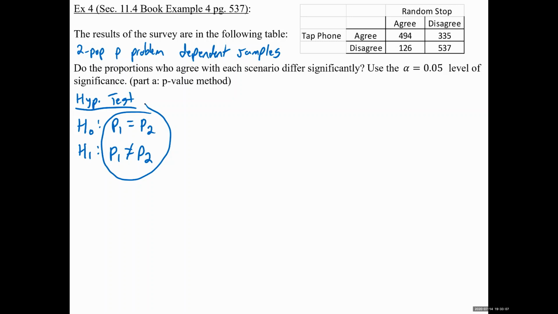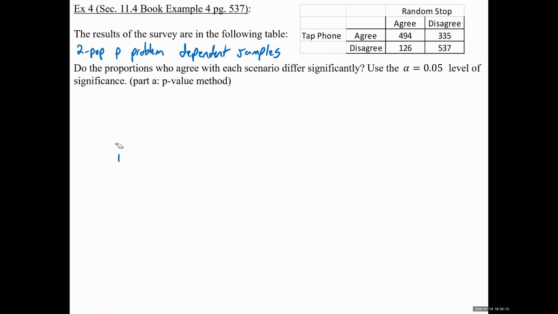Actually, I got to back up. I forgot to write some stuff down. Sorry, guys. I got a little too excited to do this problem. So we did it right, but remember that all these chapter 11 problems, you have to write down a bunch of stuff at the beginning. So sorry, I jumped the gun there. So you got to write down population 1. And then we got to write down population 2.